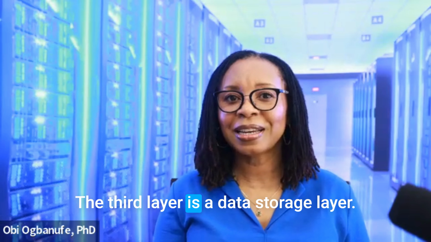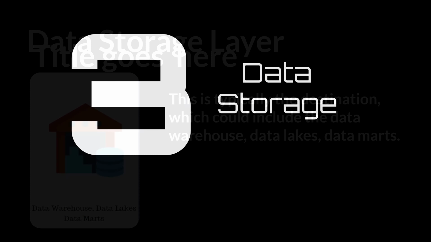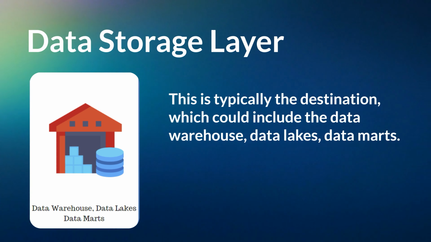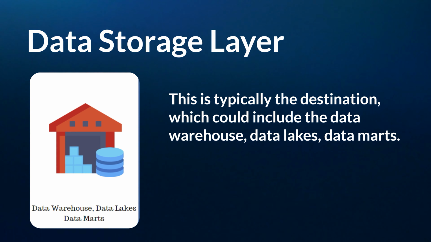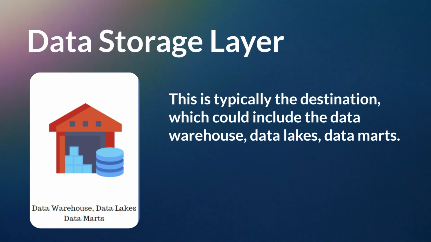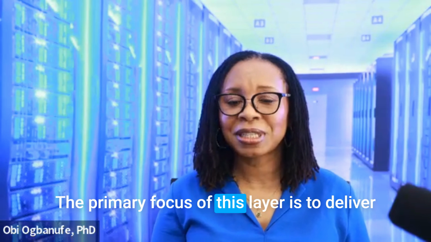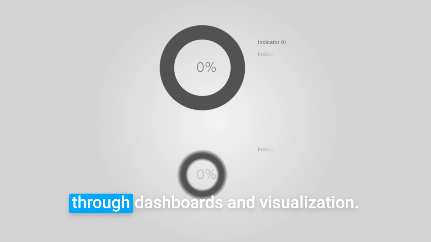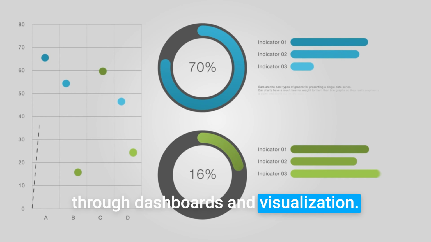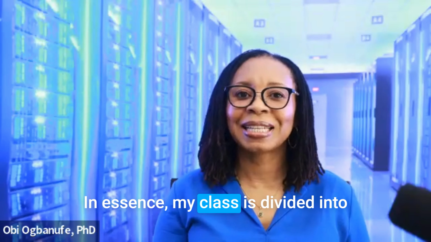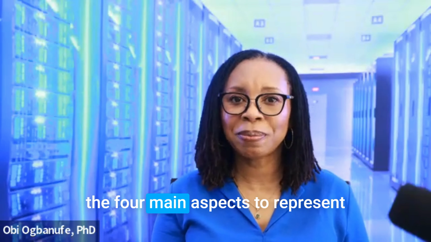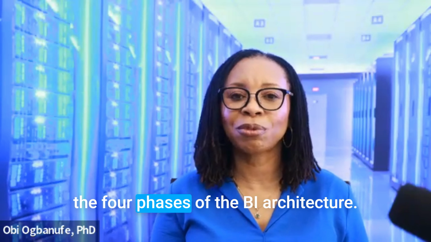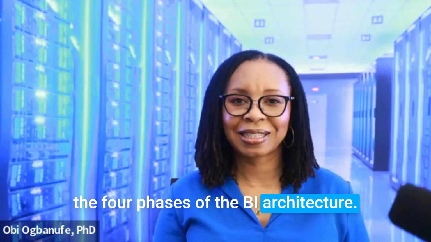The third layer is the data storage layer. This is typically the destination, which could include the data warehouse, data lakes, data marts. The fourth layer is the data presentation layer. The primary focus of this layer is to deliver insights to end users through reports, dashboards, and visualization. In essence, my class is divided into four main aspects to represent the four phases of the BI architecture.